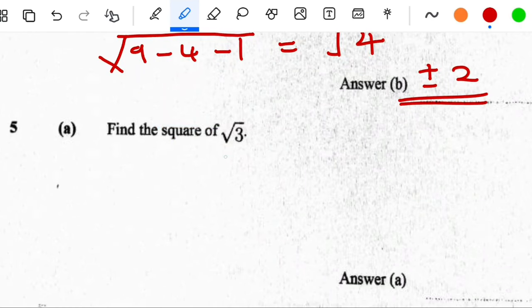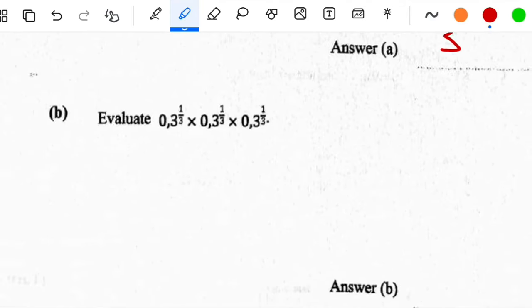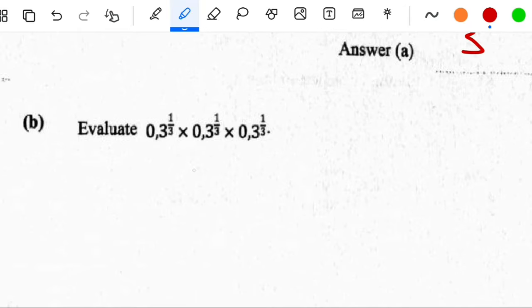Number 5, find the square root of 3. So this is the same as squaring here and getting your answer as 3. Then here I'm supposed to evaluate this. So it's the same as 0.3. Then I'm adding all these powers.